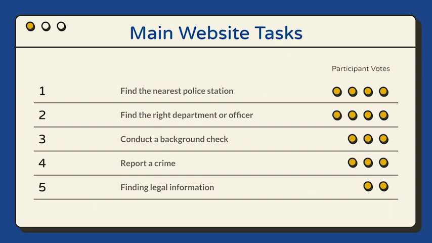We asked our main study participants the tasks they think the Toronto Police Service should accomplish. The top tasks are: 1. To find the nearest police station, 2. To find the right department or officer, 3.